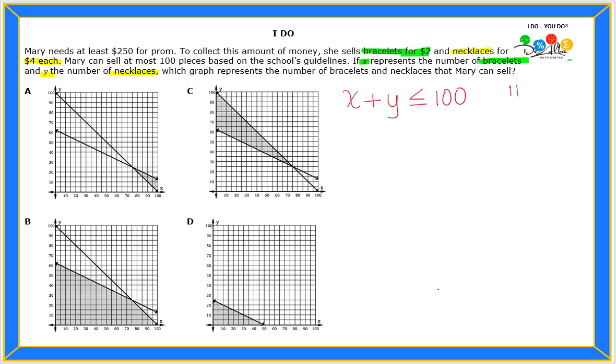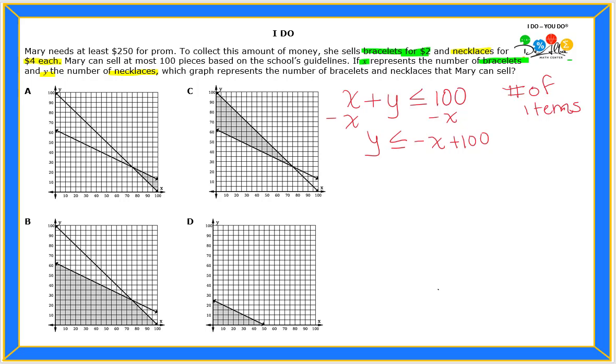Now, again, this is the number of items. So let's leave Y by itself. I'm going to take away X on both sides. So Y will be less than or equal to negative X plus 100. That takes care of the number of items. But now what about the earning? Because of course money is involved.